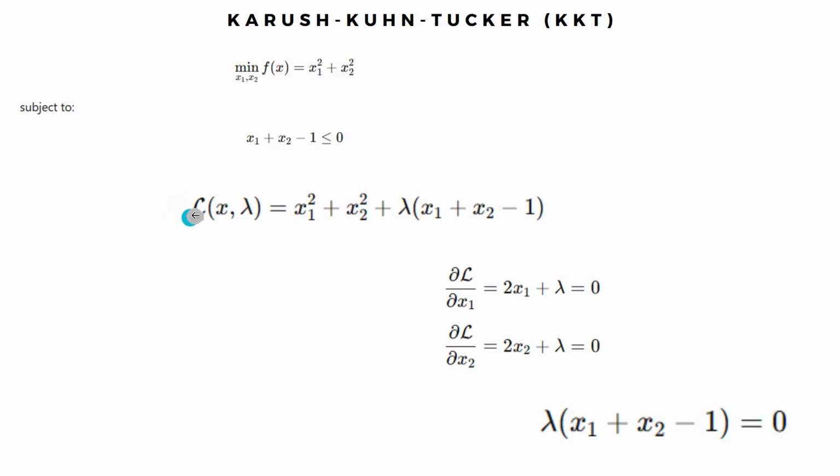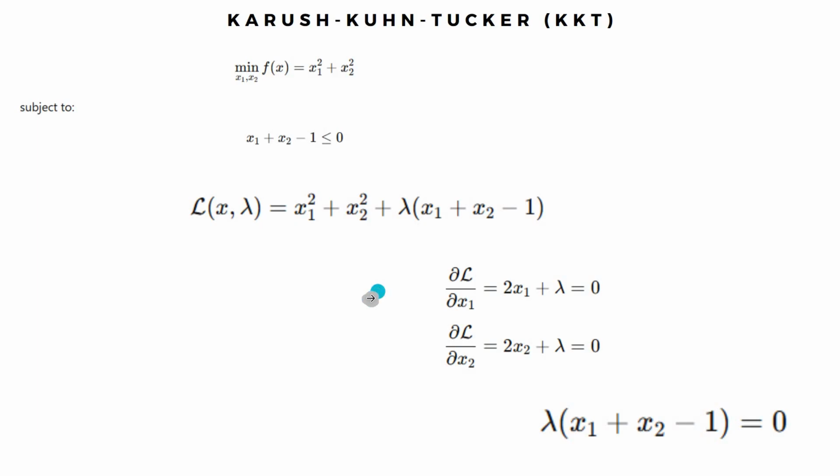Now, step 1 is to write the Lagrangian function here. The Lagrangian is a combination of the objective function and the constraint weighted by a Lagrange multiplier, lambda, and it is written like that. L of x and lambda equals x sub 1 squared plus x sub 2 squared plus lambda times the quantity x sub 1 plus x sub 2 minus 1, right? This function captures both what we are trying to minimize and the constraint we must satisfy.